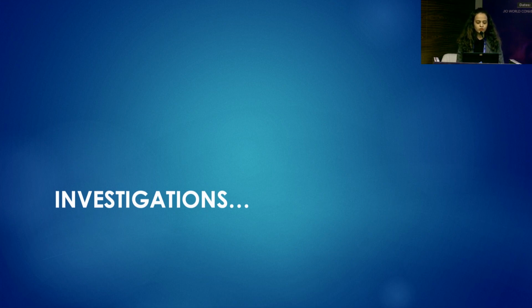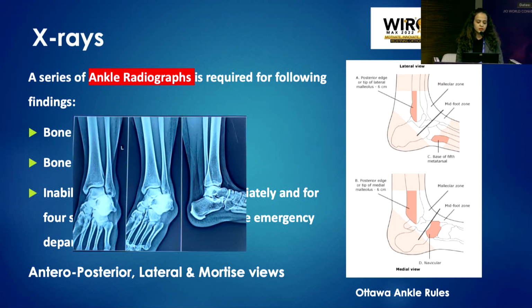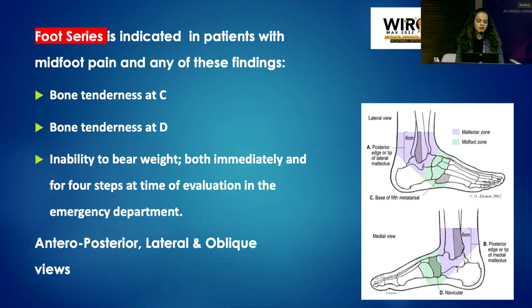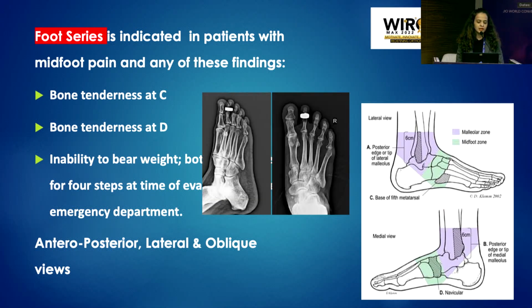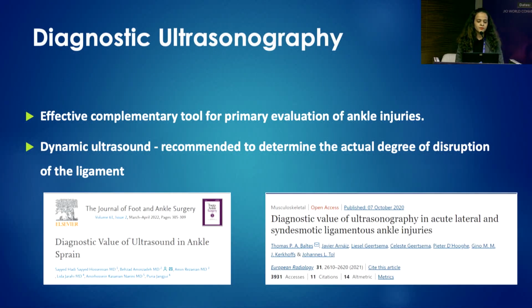So we need to resort to investigations like X-rays. According to the Ottawa ankle rules, if there is tenderness along the malleoli or inability to bear weight, we perform an AP, lateral and mortise views of the ankles. And also, if there's a tenderness at the navicular and along the fifth metatarsal base, we perform an AP, lateral and oblique views of the foot to rule out any associated injuries.